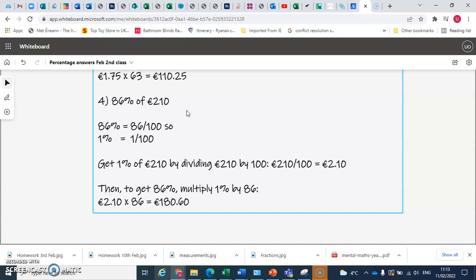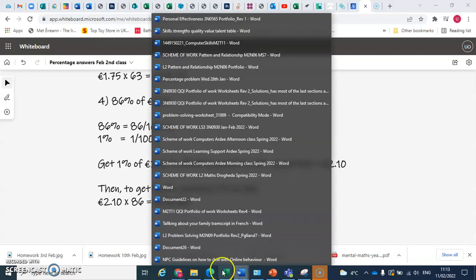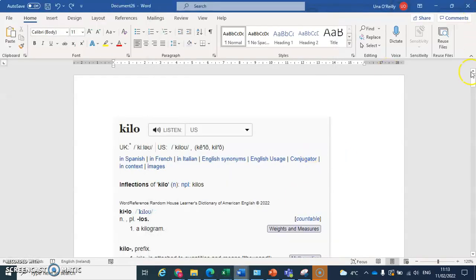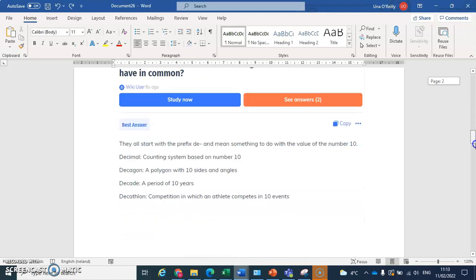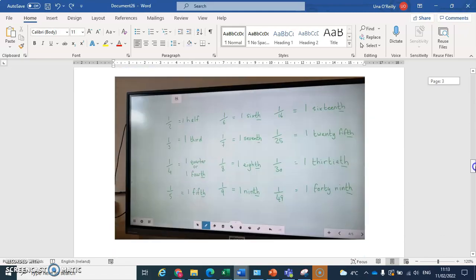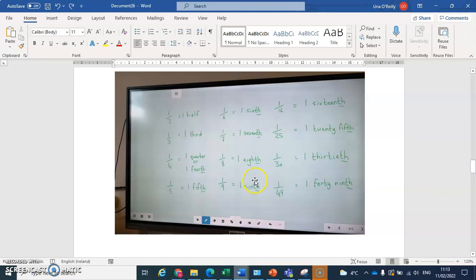Then we moved on to looking at word patterns. Okay, and I think I have sent you the photos of what we were looking at. So let me just go into a document that I've made with those patterns. Let me just skim down here for a second. There we go. So we put all these fractions up on the board.